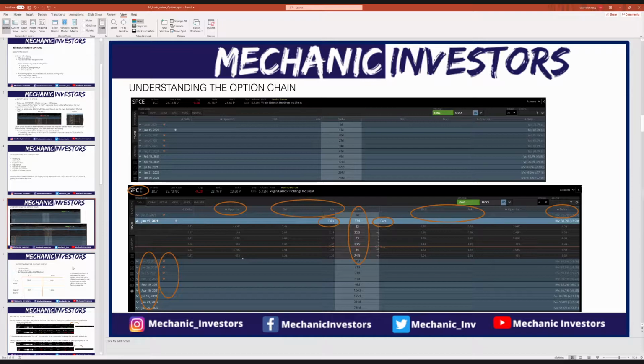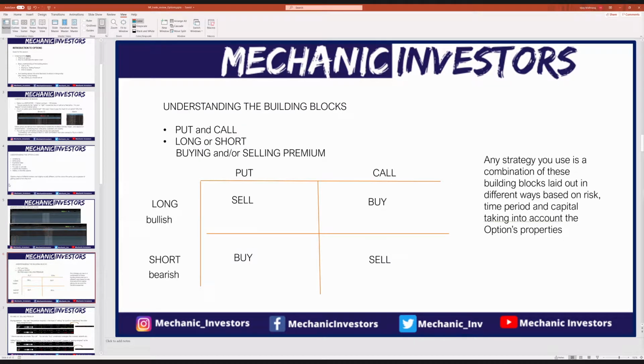Okay. Then let's move on to understanding the building blocks. Okay. The put versus call, going long versus short, and buying versus selling premium. So what is the call? What is the put? Because you hear that all the time when you're hearing about options, right? Let us say you're long on a stock. You think AMD is going to go to $120, right? Then you will buy a call. When you're bullish, you will buy a call.